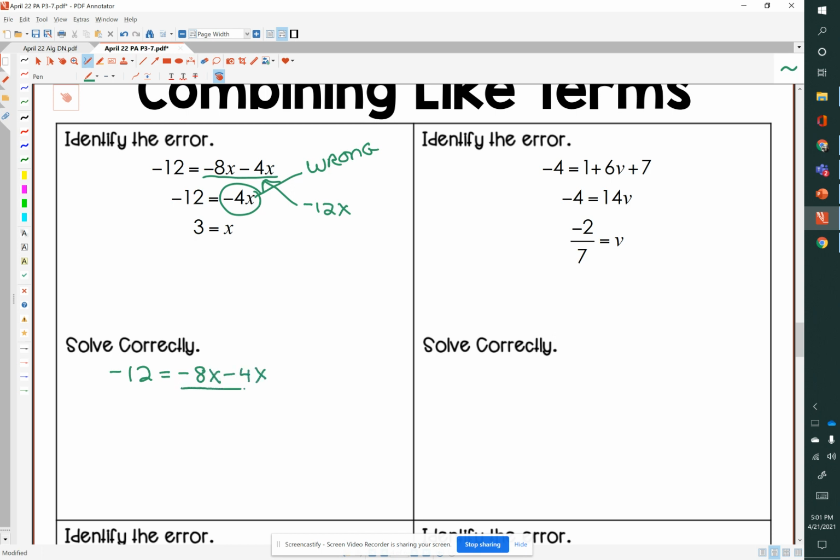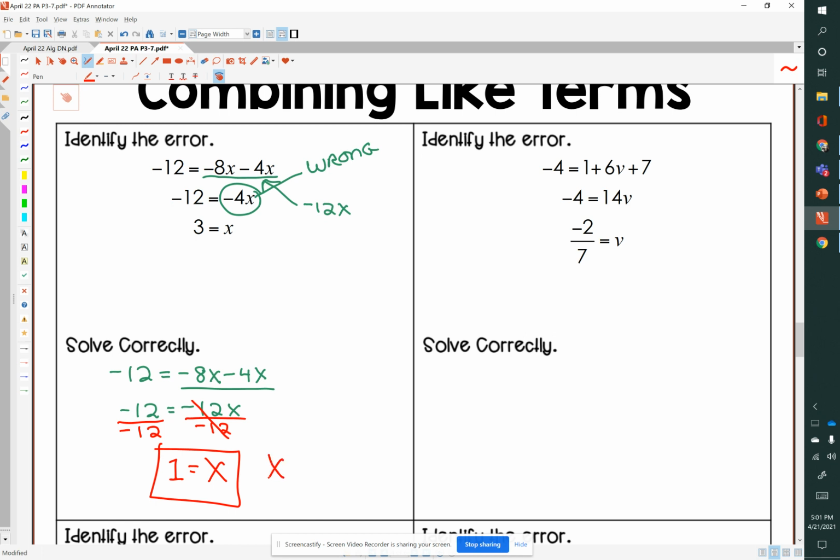So let's combine the negative 8 and negative 4x. Negative 8 and negative 4 are negative 12, so we have negative 12x. Now we need to isolate the x. X is being multiplied by negative 12, so we will divide by negative 12, and whatever we do to one side, we do to the other. And now we have x equals negative 12 divided by negative 12, which is 1.